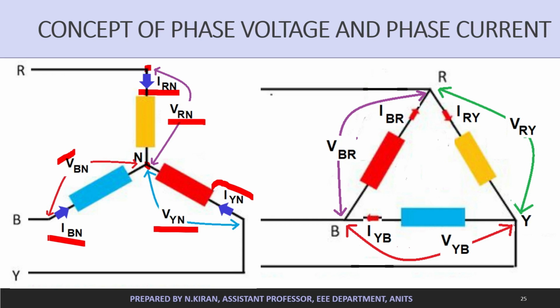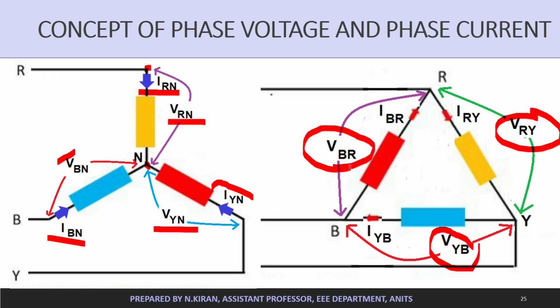Similarly, when coming to delta, the voltage existing between any two lines, that is VRY, VYB and VBR, the voltage existing between any two lines or phases, are called phase voltages, because in delta both line voltage and phase voltage are equal. We'll see how in later stages. Similarly, in each phase the currents flowing, that is IBR, IRY and IYB, are called phase currents.